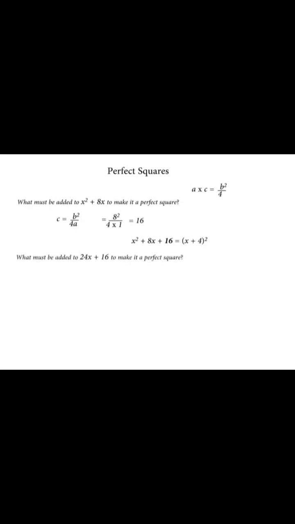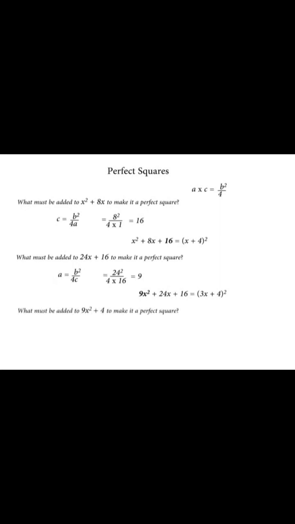What must be added to 24x plus 16 to make it a perfect square? In this case, a is missing. From a times c is equal to b squared over 4, a is equal to b squared over 4c. That is 24 squared over 4 times 16, and that will give us 9. So we must add 9x squared to make it a perfect square. So we would have 9x squared plus 24x plus 16, that is equal to (3x plus 4) squared.